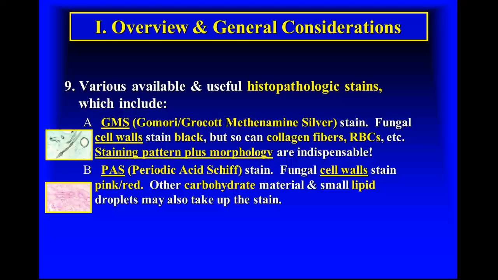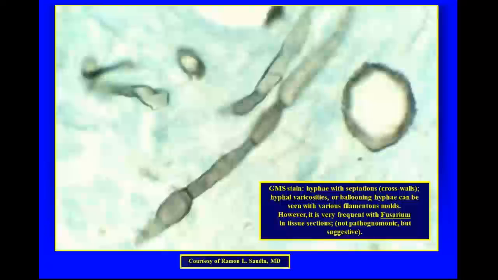Likewise, PAS is another very useful fungal stain. It's called periodic acid Schiff stain. And it also stains the walls. And this one will stain them pink red because it binds to the carbohydrate on the wall, which means that other carbohydrate materials or even small lipids on the smear may take the stain, for which reason staining pattern and morphology both must be used to call it.